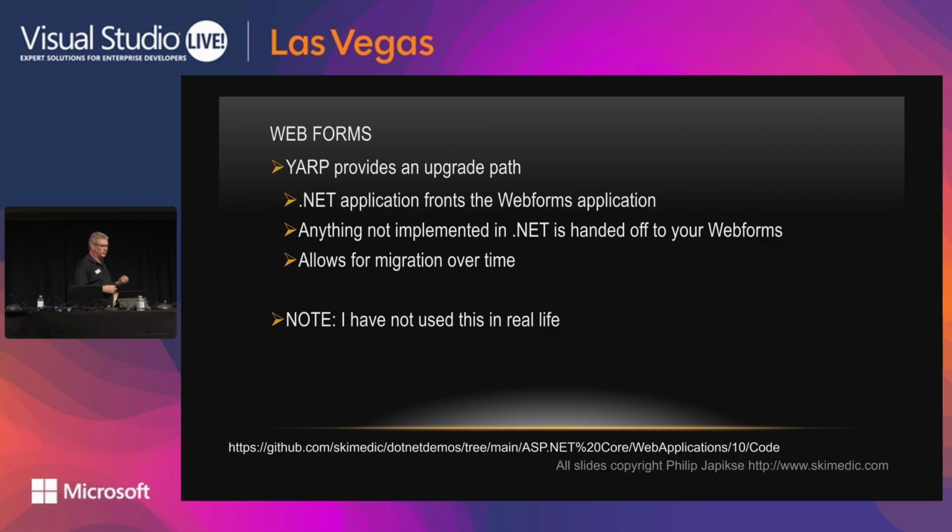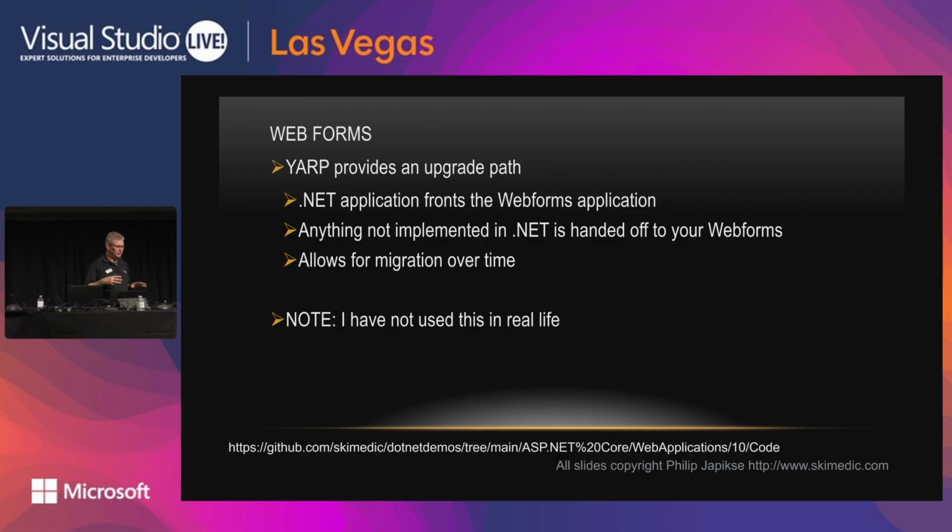There is this thing called YARP, yet another reverse proxy. I don't know much about it. The few demos I've seen have not wowed me. And conceptually, I have concerns. The way it works is you build an ASP.NET Core application that then has a reverse proxy into your web forms application. And magically, as you upgrade web forms to ASP.NET Core, it just works. That just makes me nervous. Haven't dug into it.